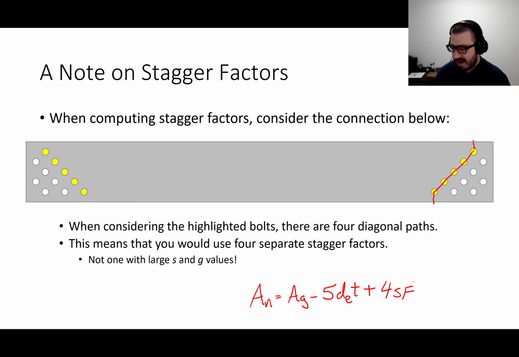Now, those stagger factors, again, S squared T over 4G. What I would do is compute a stagger factor for this path, that S, that G. And then a stagger factor for this, that S, that G. And then repeat that. So I would use 4 individual stagger factors. What I would not do is one big old stagger factor for the whole thing. And the reason is that the algebra doesn't work that way, because you're taking S squared over 4G. So you can't take one big diagonal path and compute one stagger factor and get the same numerical value as 4 individual ones. You have to compute each one separately. So you would use 4 separate stagger factors.